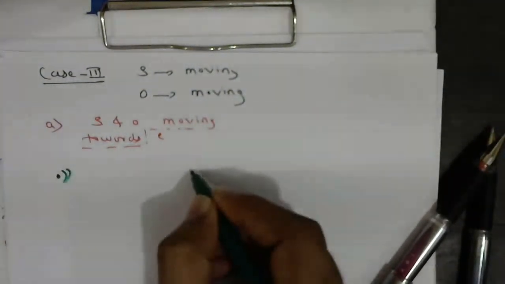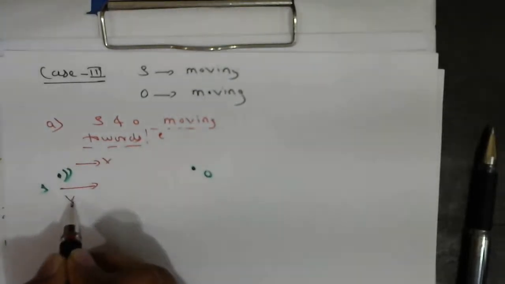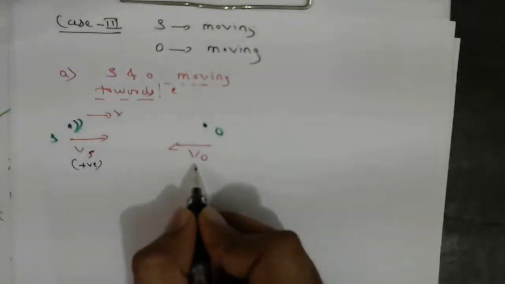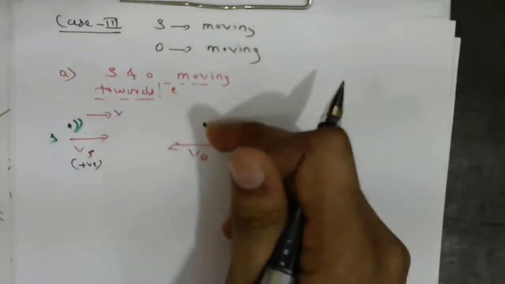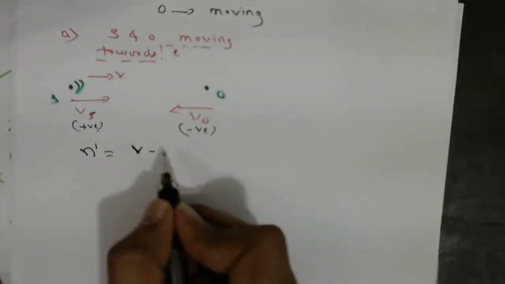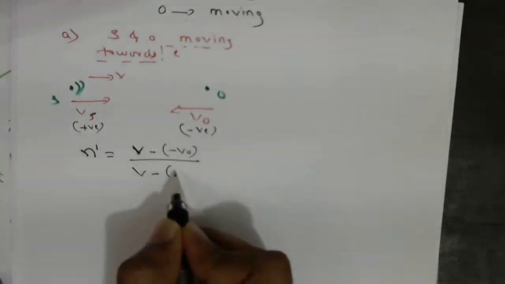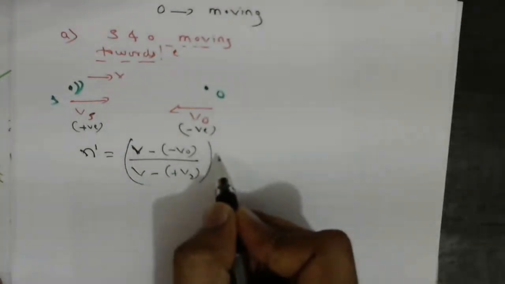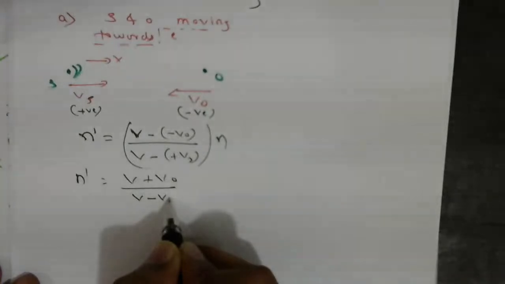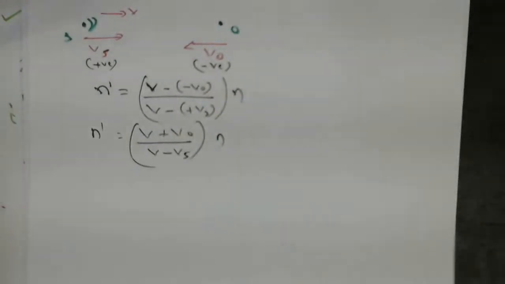Here, source and observer. The velocity of sound goes from source to observer. What do you have to take for the velocity of source? We have to take plus, because the source is moving in the source to observer direction. The observer's velocity is from observer to source, so we have to take negative over here. The formula: apparent frequency is V minus, and this one minus V naught, so negative, V minus this one plus Vs, into N. N dash is equal to V plus V naught upon V minus Vs into N.